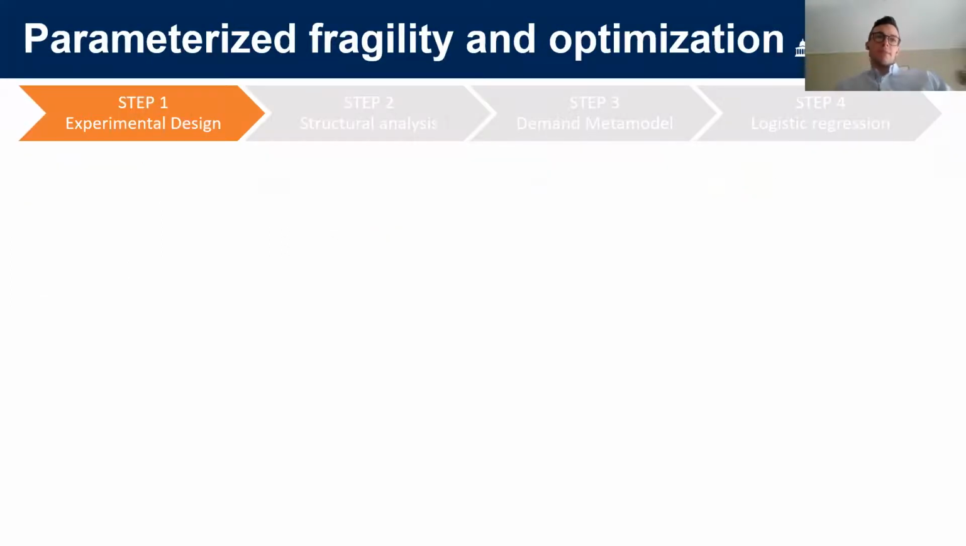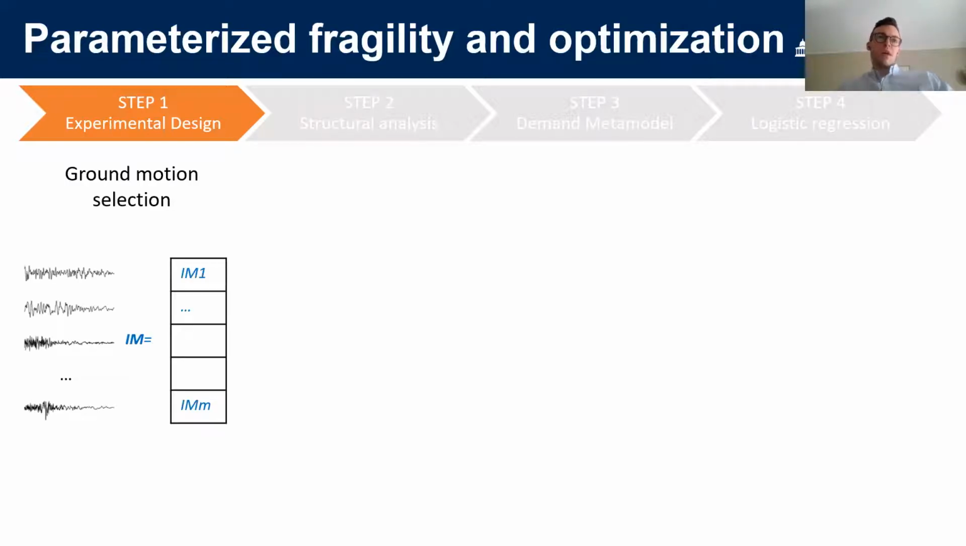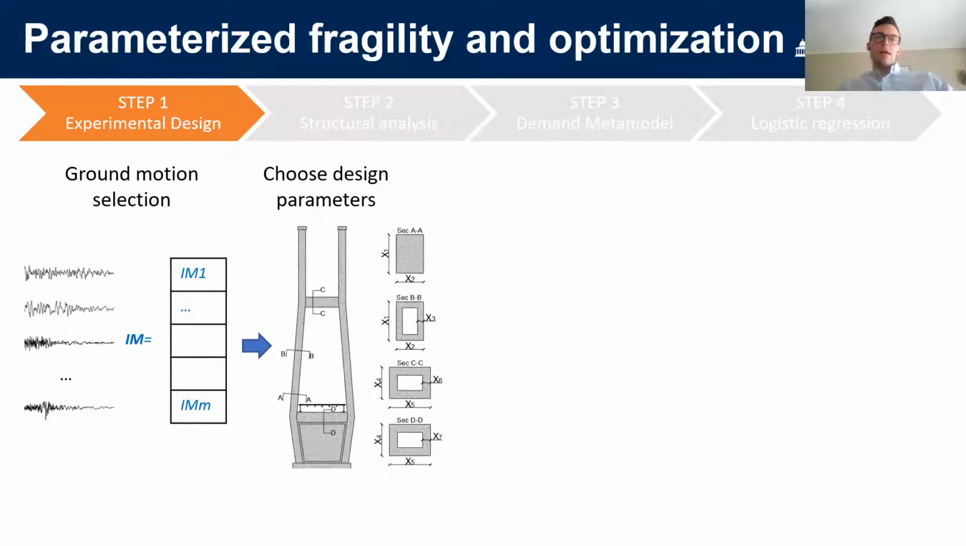The first step consists in experimental design, and it aims at building a design matrix on which later on we will be able to conduct some form of regression. We first start with the selection of a suite of ground motions, which will be characterized by an intensity measure. And then we select design parameters for the bridge. For example, in this case, we might select to optimize the dimension of the cross-section of a tower.